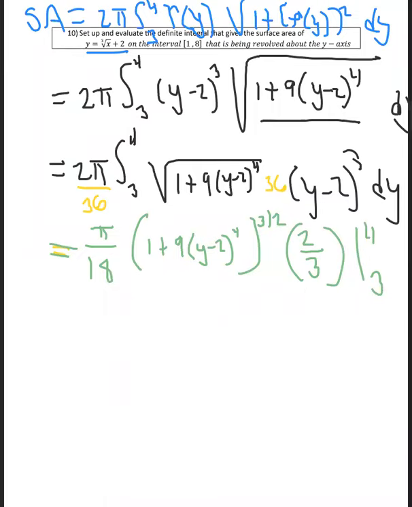Okay, so first thing I'm going to do, I'm going to move the 2 over 3 to the front because I don't want to deal with that when I'm doing the integral. Any number that's not within the y's or the variables, just move it to the front and deal with it later. So pi over 18 times 2 over 3 is pi over 27, because the 2 cancels out with the 18 and it's 9 times 3, which is pi over 27.